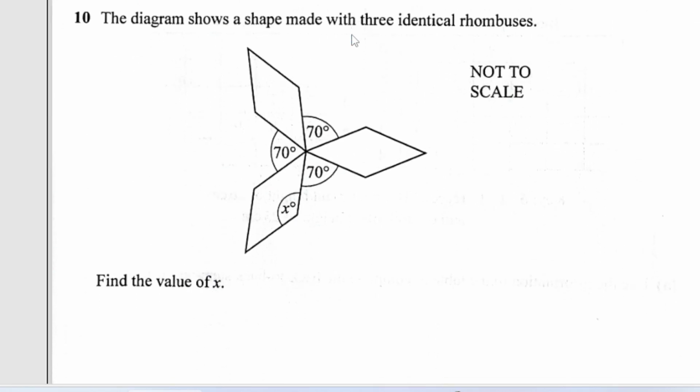Now number 10: the diagram shows a shape made of three identical rhombuses. It is not drawn to scale. Find the value of x. We are looking for this x. If you see this, the angle round the point is 360, and this angle is the angle of the rhombus, and this is going to be the same, right? So if we add all these, that will become 360.